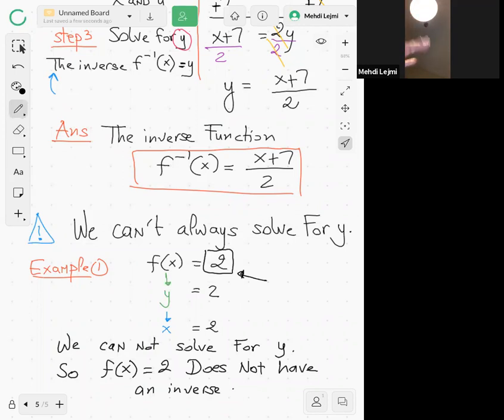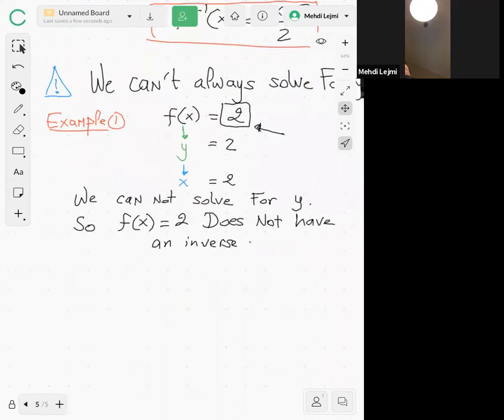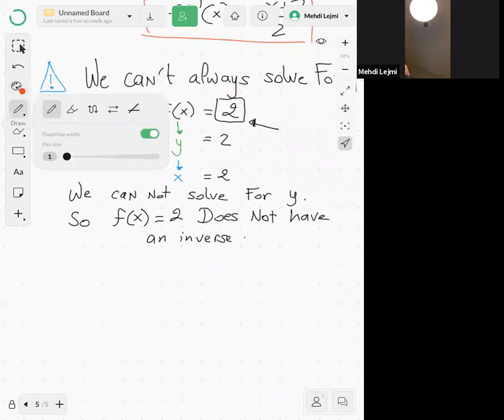So what you have to keep in mind, guys, is that not all the functions have an inverse. Okay, like in this example, this function obviously doesn't have an inverse. So not all the functions have an inverse. And let me give you another example. Example number 2.